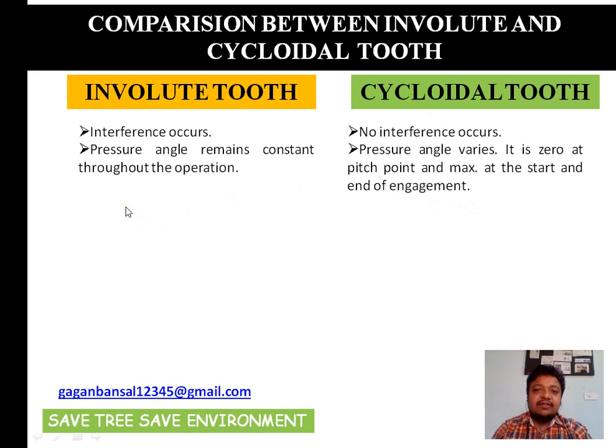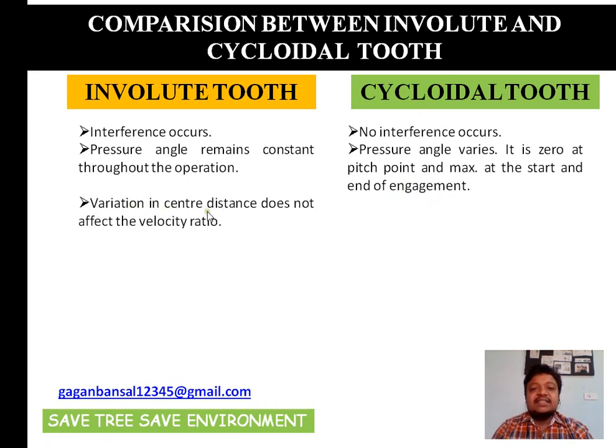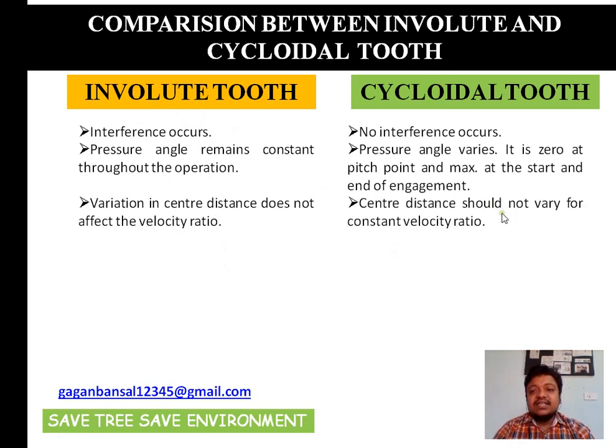Next, in case of involute tooth, variation in center distance does not affect the velocity ratio. Very important. Variation in center distance, that means if we vary the center distance between the two gears, it does not affect the velocity ratio in case of involute tooth, whereas for cycloidal tooth center distance should not vary for constant velocity ratio. That means if we vary the center distance, velocity ratio will also be changed.